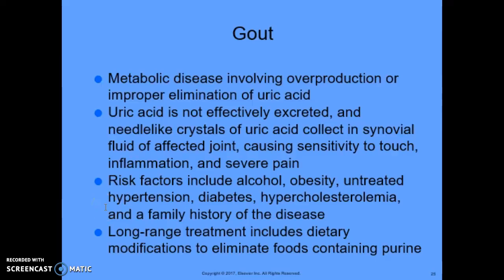Long-range treatment includes dietary modifications to eliminate foods containing purine. Purines are a natural substance found in some foods, and when your body digests the purine, it produces a waste product called uric acid. So you can see how that would help to reduce that if you were having gout. For treatment of an acute onset of inflammation, the patient may take nonsteroidal anti-inflammatory drugs, so NSAIDs, such as ibuprofen and naproxen for pain and joint inflammation. And the most frequent affected area for gout is the great toe, so the big toe.